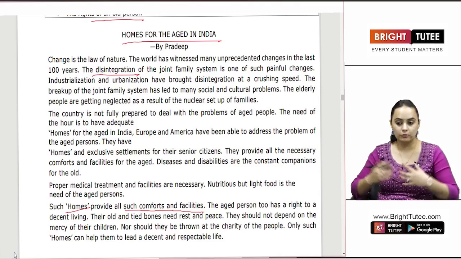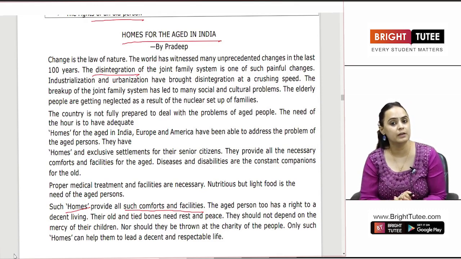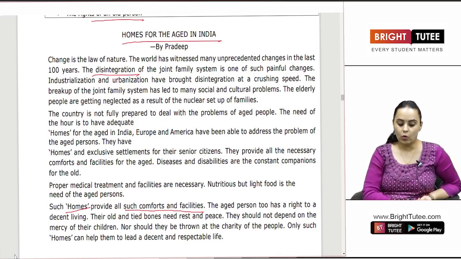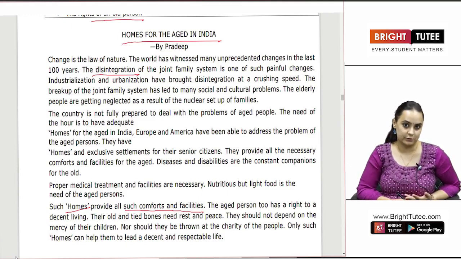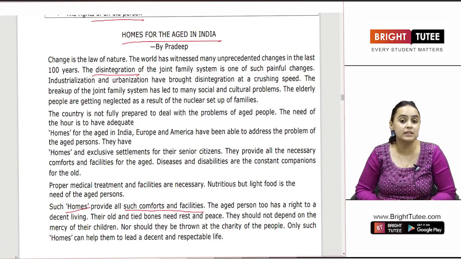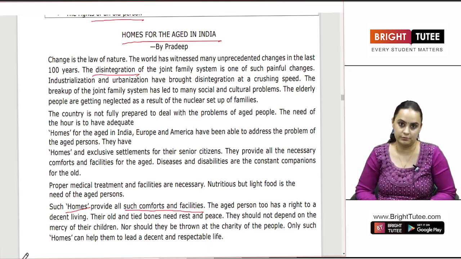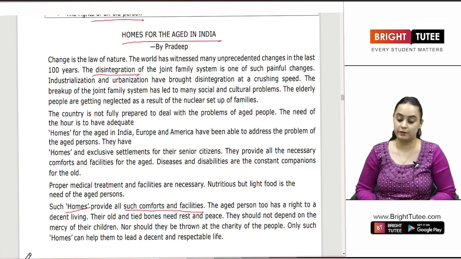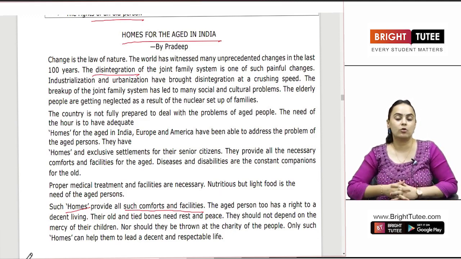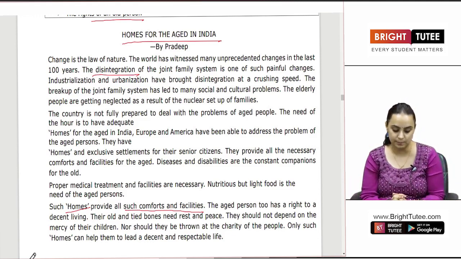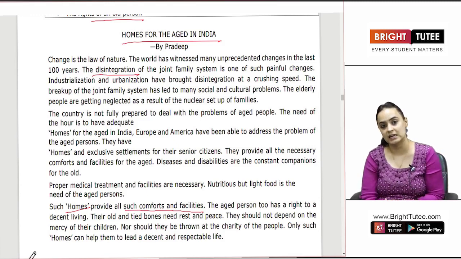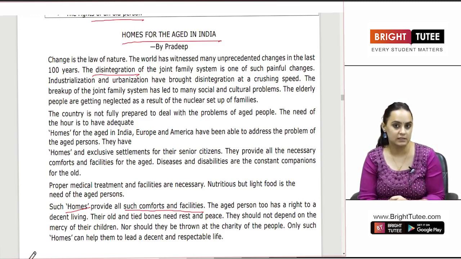wrong with building these old age homes, because even the aged people have the right to live a decent life. Their old and tired bones need rest and peace. So even their bones that are very tired and old, even they need to rest well. They should not depend on the mercy of their children. So the old age people should not depend on their children, nor should they be thrown at the charity of the people. Only such homes can help them to lead a decent and respectable life. And according to the writer, it is only these old age homes that are the solution to a respectable and a decent life which every old person deserves.